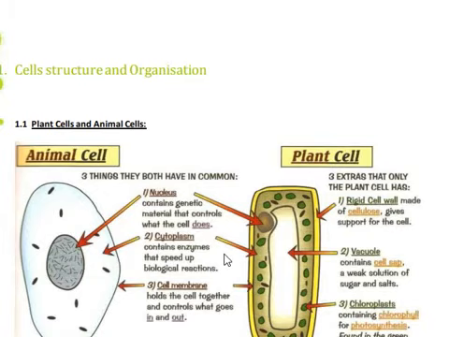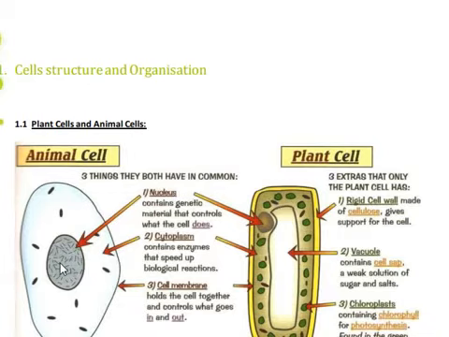Now, you should be able to explain the functions of these parts: the functions of the cell wall, the cell membrane, the nucleus, the cytoplasm, and the vacuole, including the chloroplast. So we'll be looking at these parts one by one. Okay, let's get started. We have the nucleus.